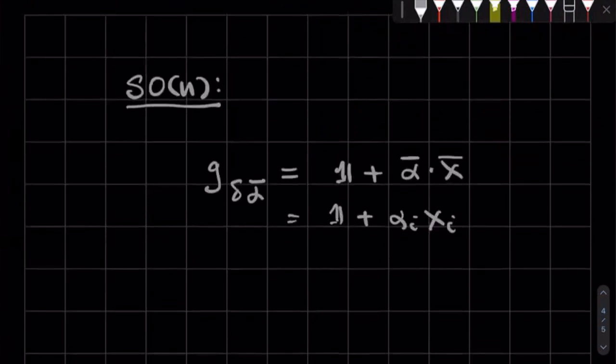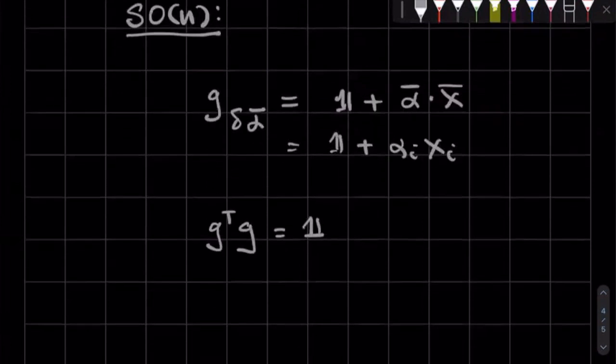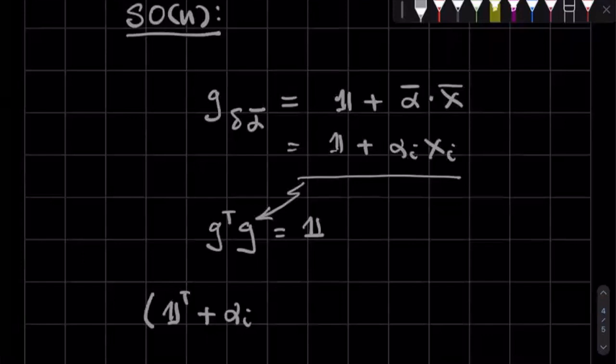And now, we know that for orthogonal groups, G transpose G is 1. And they're real. So now we can insert this into the left-hand side, and then 1 transpose is just 1, right? Alpha_i are numbers, so we don't have to worry about transposing them. x_i has to get transposed. And in the second factor, nothing is transposed.